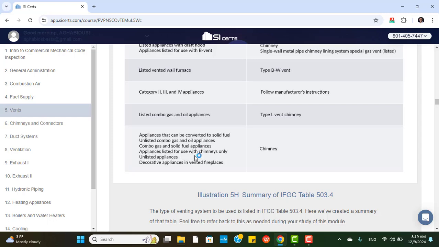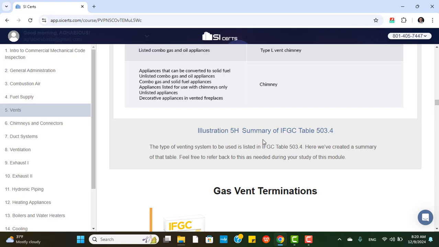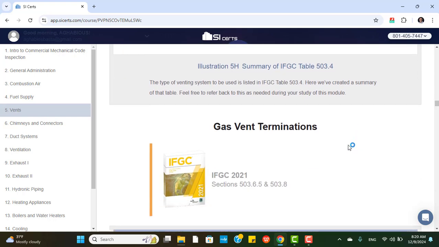Appliances listed for use with chimney only. Unlisted appliances and decorative appliances in a vented fireplace all use chimney. Illustration 5D is a summary of International Fuel Gas Code Table 503.4. The types of venting system to be used are listed in International Fuel Gas Code Table 503.4, and we have created a summary of the table. Feel free to refer back to this as you need it during your study of this module.